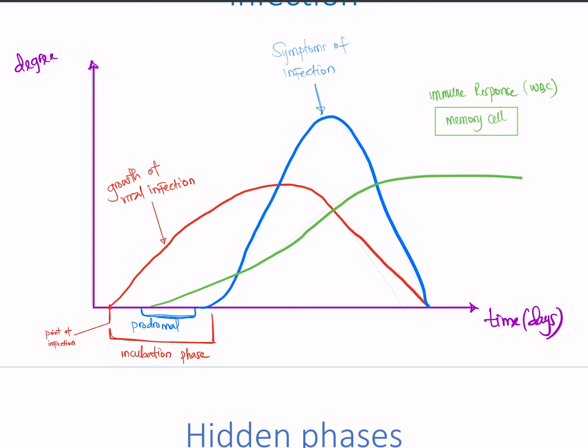Now, these two phases are very unique with most infections, and with this coronavirus, the prodromal phase takes about 5 days, and during this time, you might feel like you're sick, but you don't really show major symptoms of sickness, while the incubation phase takes between 2 to 14 days.